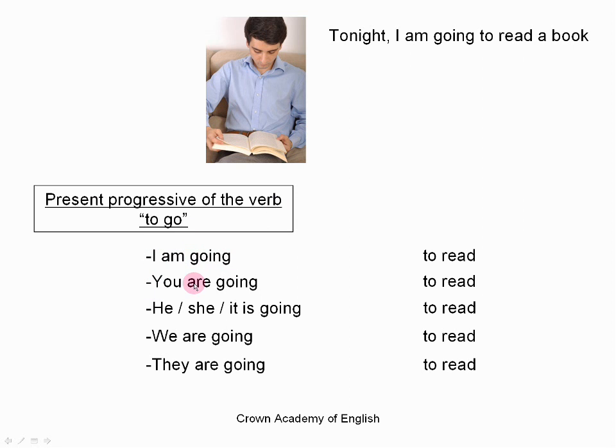So I am going, you are going, he, she, it is going, we are going, they are going, and all of them are followed by the word to, and then the verb in the infinitive, so the base verb. So this example is to read. So to summarize, the form is the present progressive of the verb to go plus the infinitive of the verb. The infinitive means the base verb, so the infinitive is the word to followed by the verb. Okay?